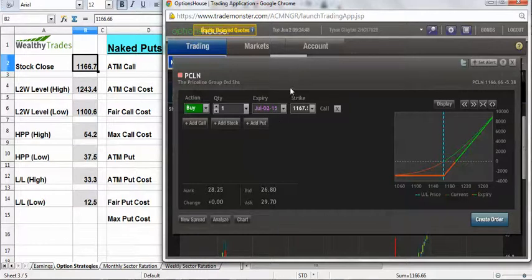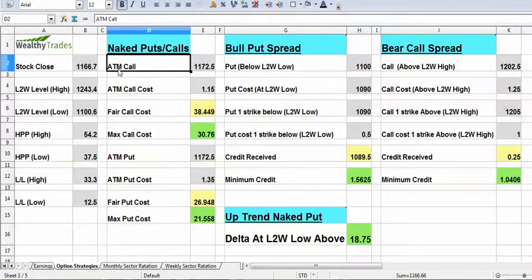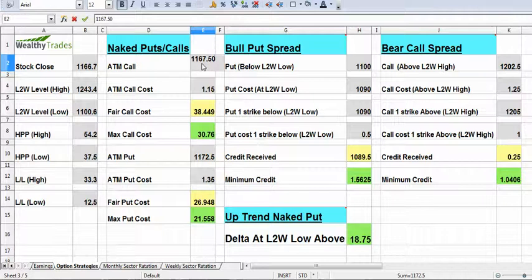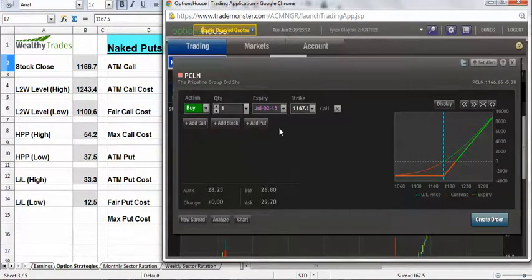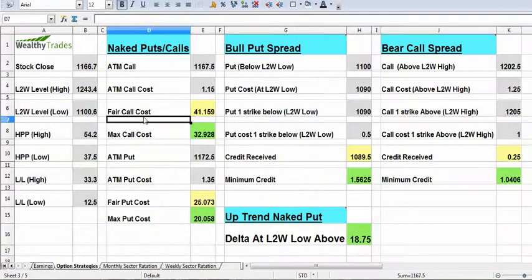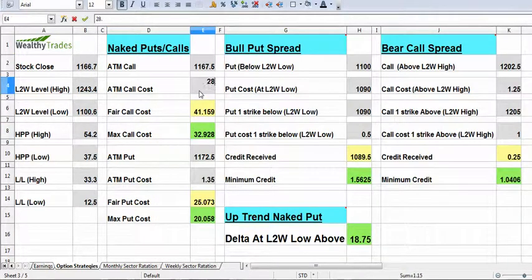Okay, so the at the money call, as I can see, because price closed at 1166.66, is 1167.50. You want to make sure that you're pricing out the right puts and calls. So 1167.50 is the at the money. Now I go in, and all the gray areas is where you type in. So I type in the at the money call, which is 1167.50, and then I can type in the current cost of that. The current cost of the July 2nd 1167.50 call is $28.25. So $28.25 is what I can type in.